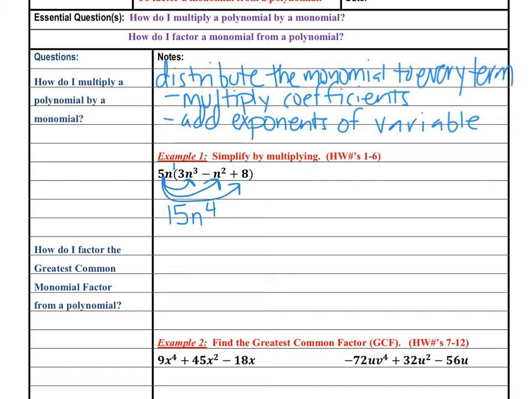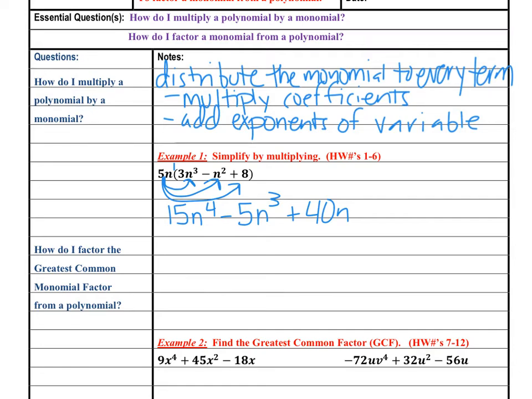Next term, 5n times negative n squared would give me negative 5n to the third. N times n squared is 3 n's, or n to the third. Then 5n times a positive 8 would give me positive 40n, and that would be my new polynomial.